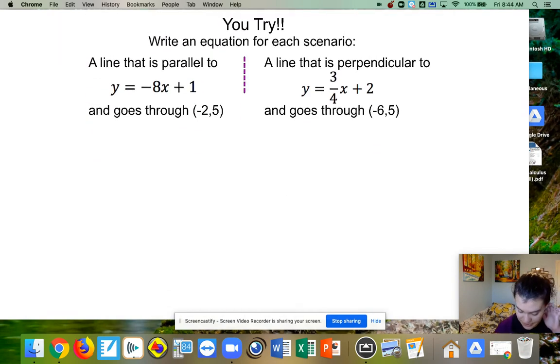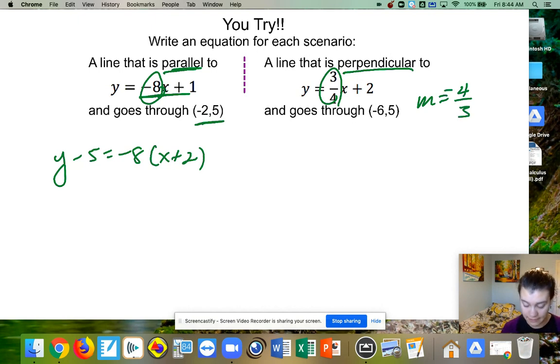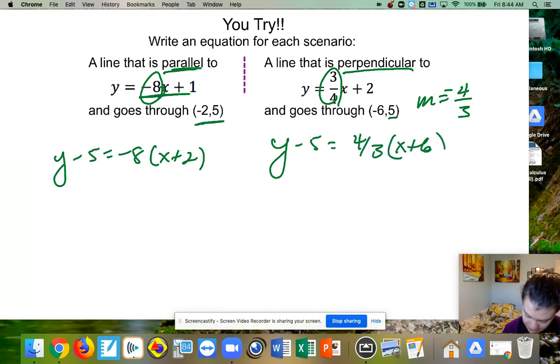So here, let's do some examples. So we want a line parallel to this one through this point. So your slope is going to be the same through that point. So y minus 5 equals -8, same slope, x plus 2. Here we want perpendicular, so we need to take this and flip it. So our new slope is the reciprocal, and then the opposite sign. So y minus 5 equals 4/3 times x plus 6. And that's it.